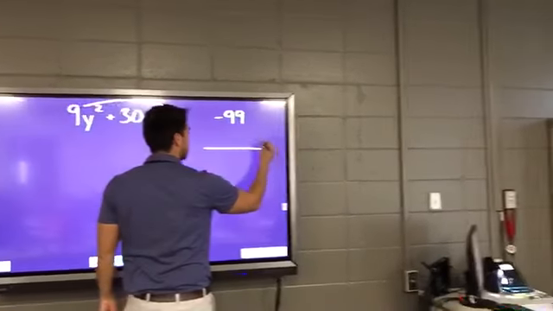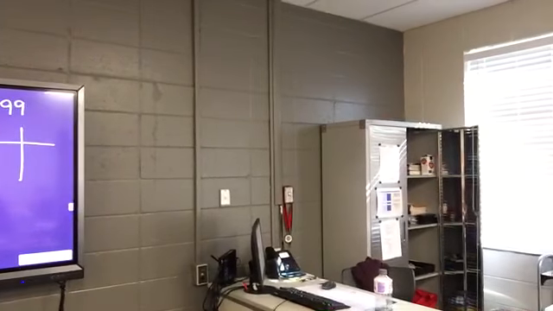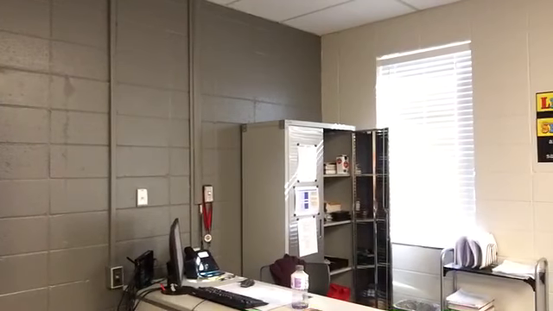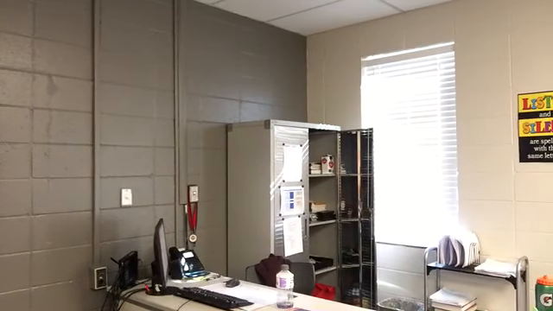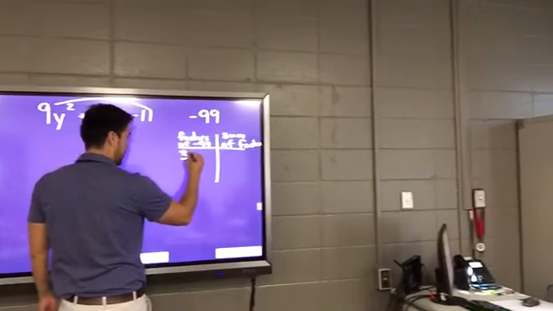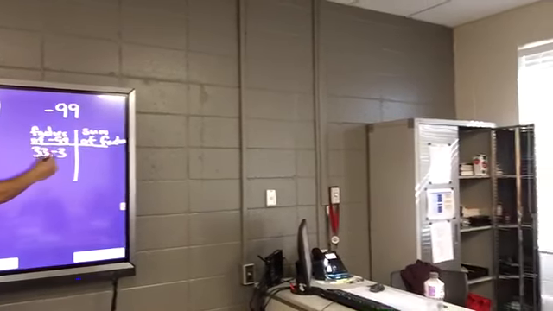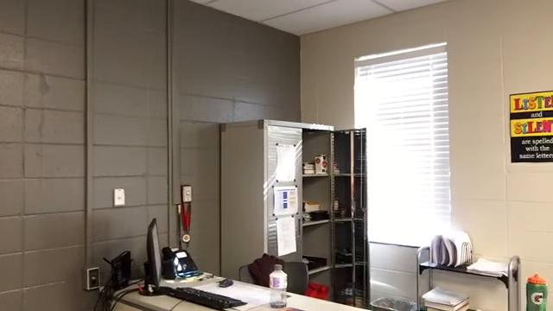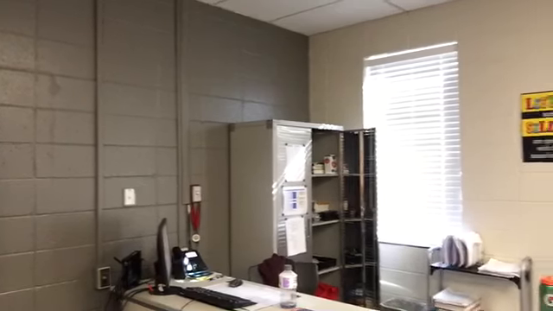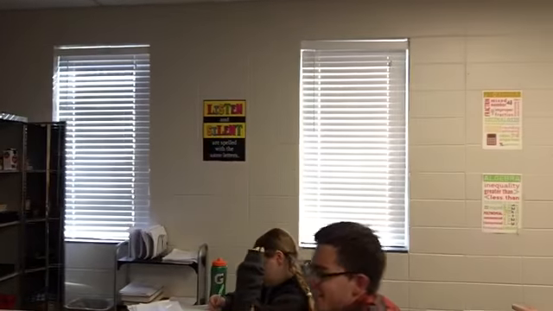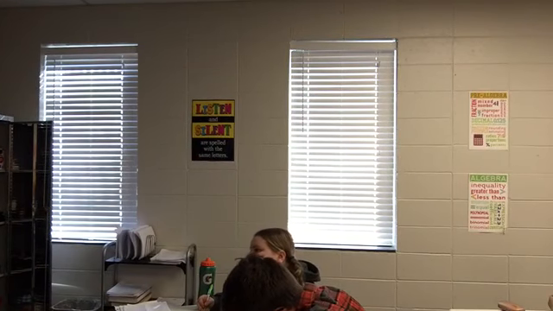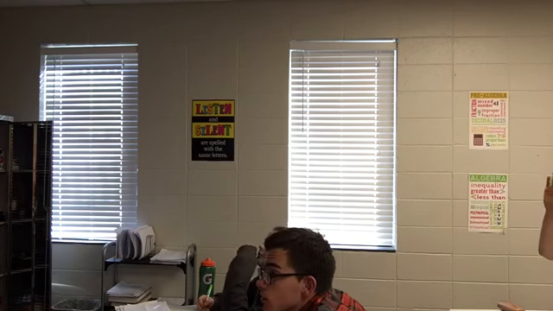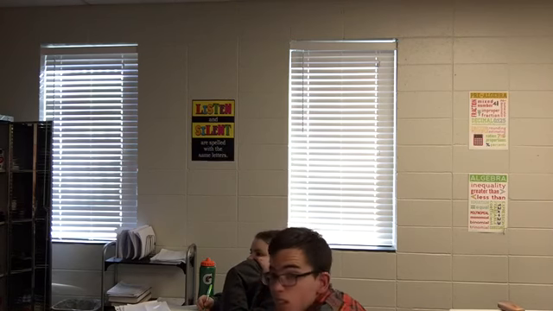What two factors of negative 99 add up to be positive 30? So I'm going to write this one more time up here: factors of negative 99, and then I want the sum of those factors. 33 times negative 3. All right, what's 33 times negative 3? Negative 99. That checks. What's 33 plus negative 3? It's 30. It checks. So that's it. Sometimes they're easy, sometimes they're not so easy. Like, wouldn't 9 times negative 11 work here? But what's 9 plus negative 11? That's negative 2.